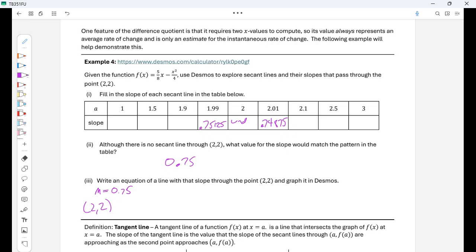All right, yeah. You guys in your slope intercept form. Yep. Cool. Yep. Yep. All right.